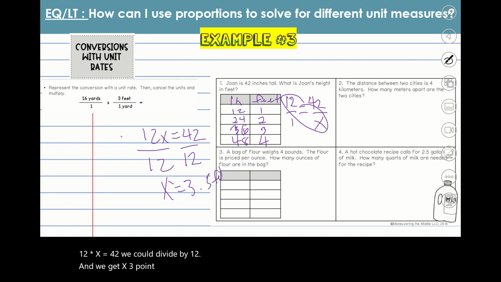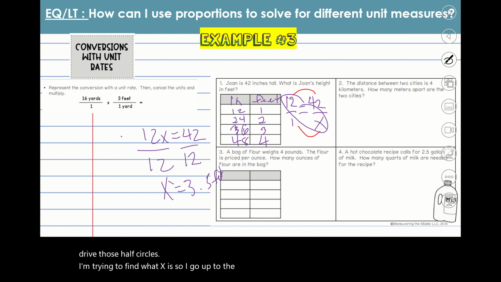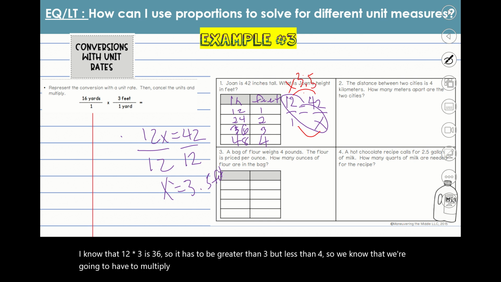3.5 feet. Now, that is the same as the rates that we've been setting up when we go like this, and I kind of draw those half circles. I'm trying to find what x is, so I go up to the top and I say, what times 12 is going to give me 42? Well, I know that 12 times 3 is 36, so it has to be greater than 3, but less than 4. So we know that we're going to have to multiply by 3.5.